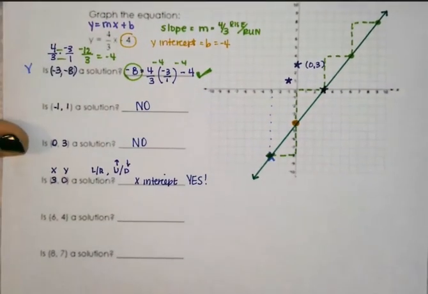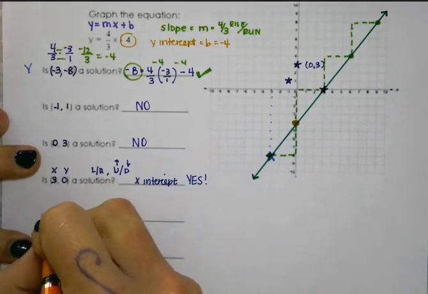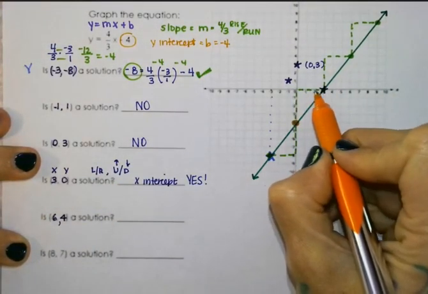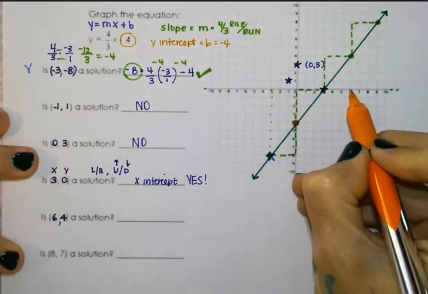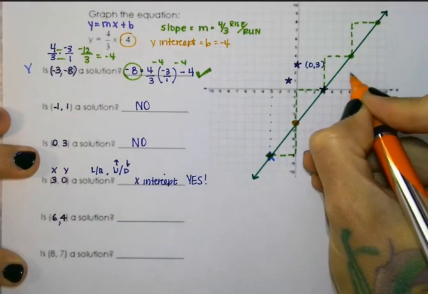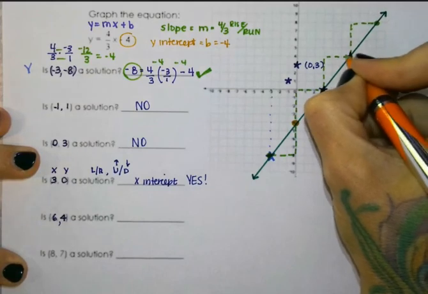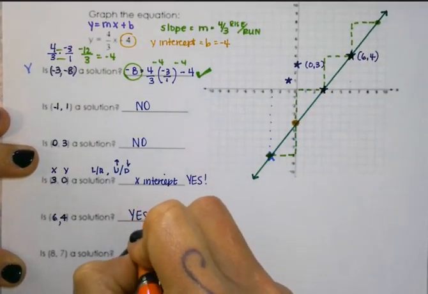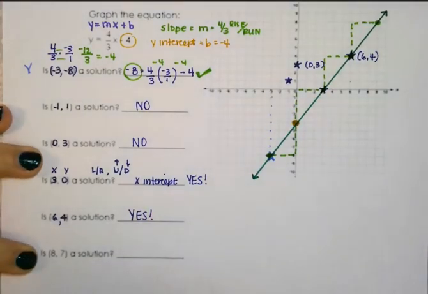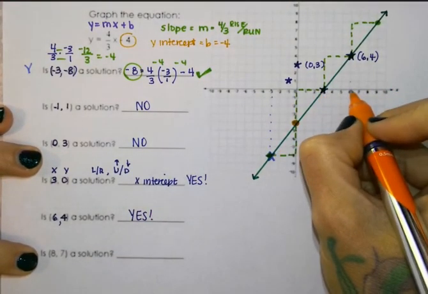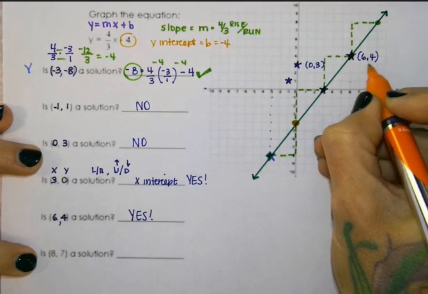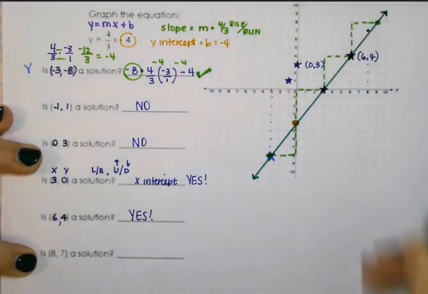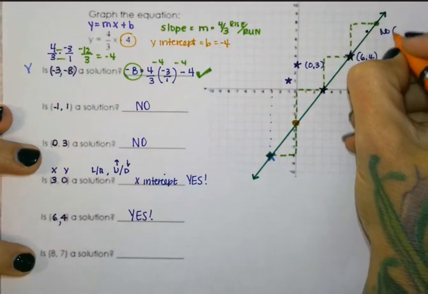6, 4. Is it a solution to our equation? So 6, 4. I'm going to go over to 6: 1, 2, 3, 4, 5, 6, because I go left, right first. And then 1, 2, 3, 4. It is on the line, so that's a yes. 8, 7. Is it a solution? So I'm going from 6, 7, 8. Then 1, 2, 3, 4, 5, 6, 7. No.